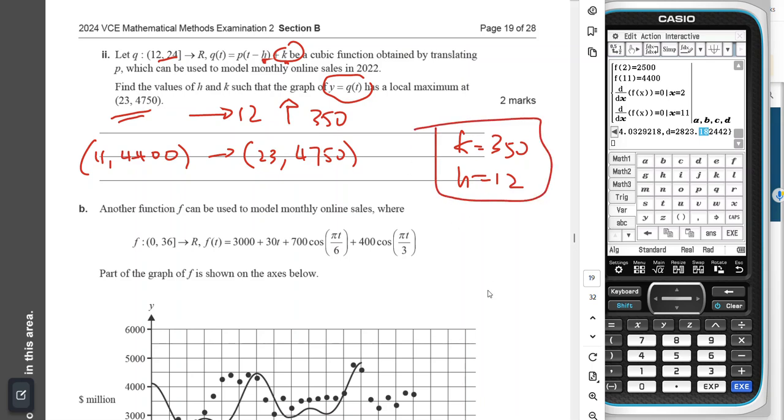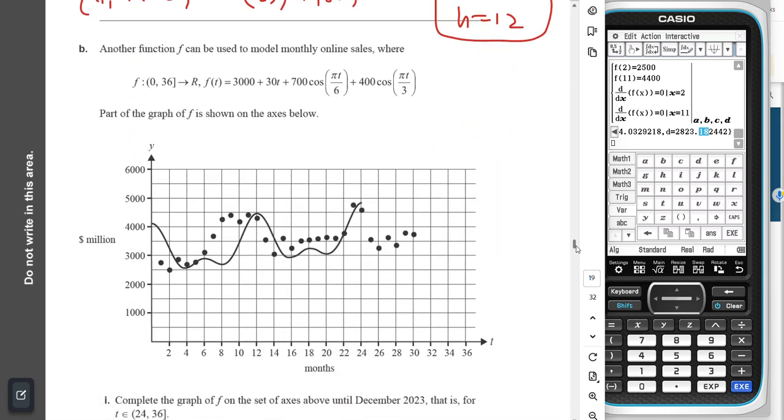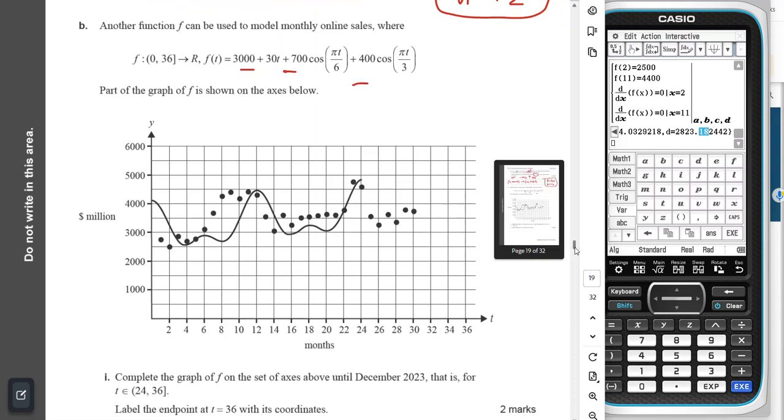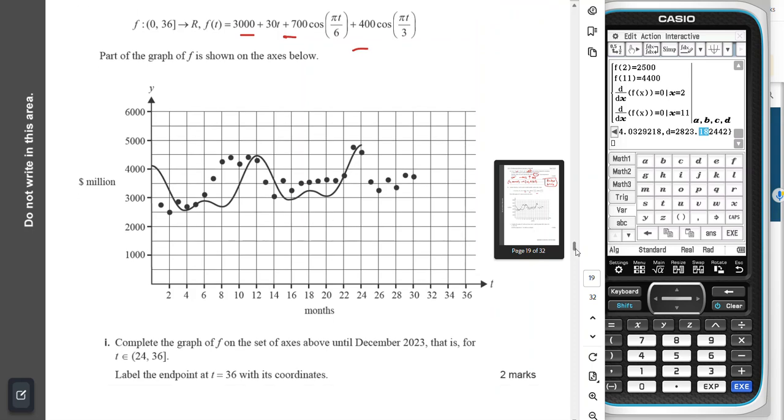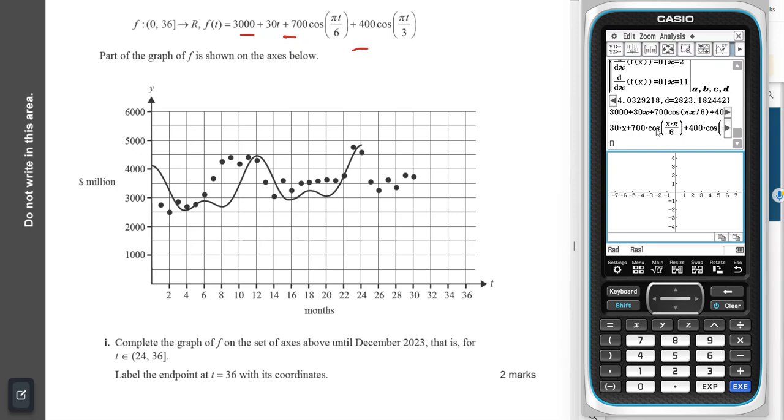Okay, part B. Complete the graph. Okay, so I might graph that and then get some points. So 3000, I'll type that in. Okay, so I've typed that in.